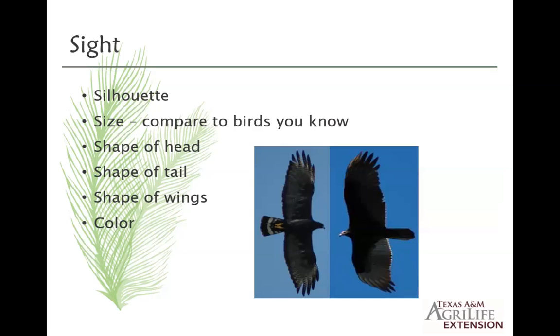Tail shape is another important characteristic to consider. These 2 species are often mixed up because they both fly on thermals and look similar from a distance. The common black hawk has a more squared, fanned-out tail, while the bird on the right is a vulture species, which has a more rounded, tucked-in tail. Wing shape is also a common characteristic to use to help identify bird species.